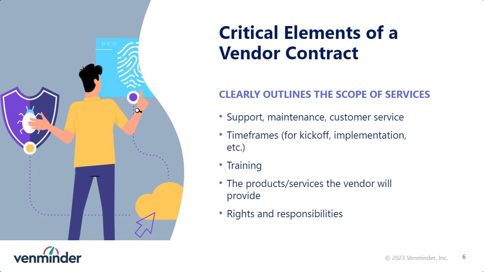So the first one up is to make sure that the contract clearly outlines the scope of the services. Regardless of what document this might be in, maybe it's in a master agreement, or it could be in a statement of work, or it could be in an order form, whatever it is in, you clearly want to understand what services or products you are purchasing, what type of maintenance and support is included with that, maybe even timeframes around the implementation of those services.